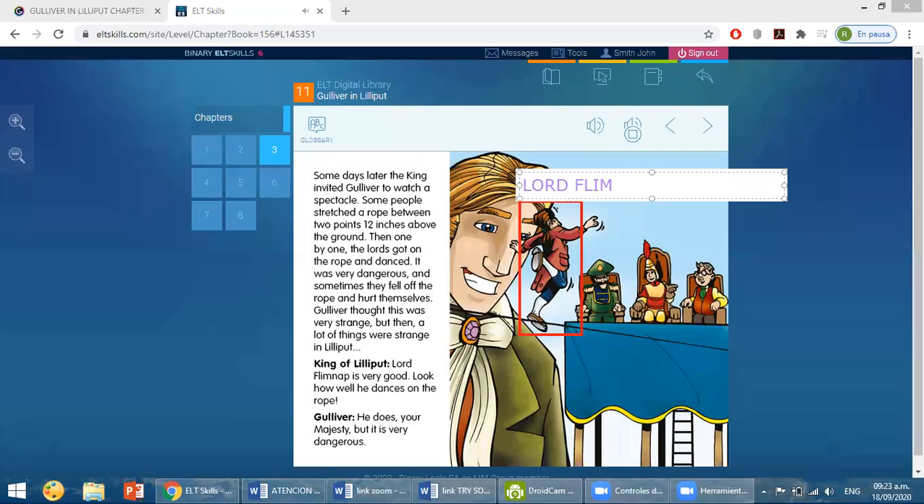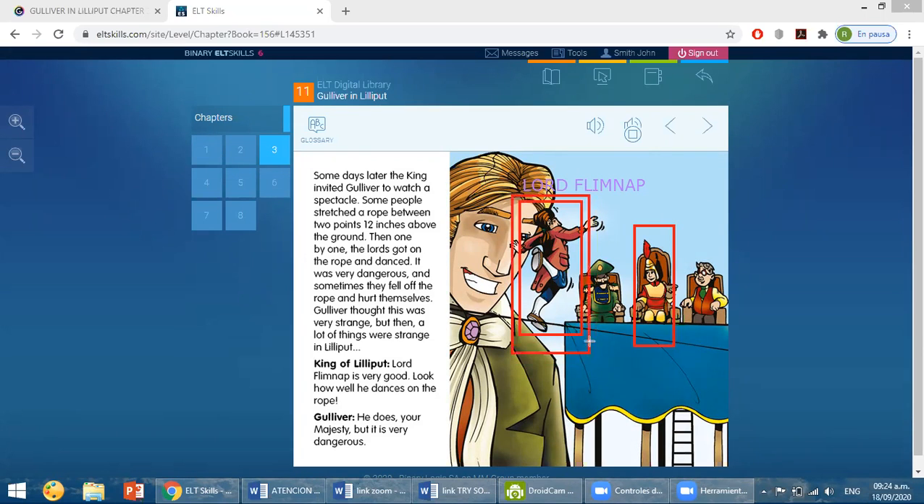Okay. As you can see, one day the king, look, he is the king, no? One day the king invited Gulliver to a spectacle. What was the spectacle? That the people dance over a rope. Okay? That is the spectacle. And Gulliver saw a man, no? This man, Lord Flimnap. This lord was very good at walking on the rope. Okay? And Gulliver says, yes, he's very good, but this is very, very dangerous. Okay? Let's see what happened next, okay? The last page.